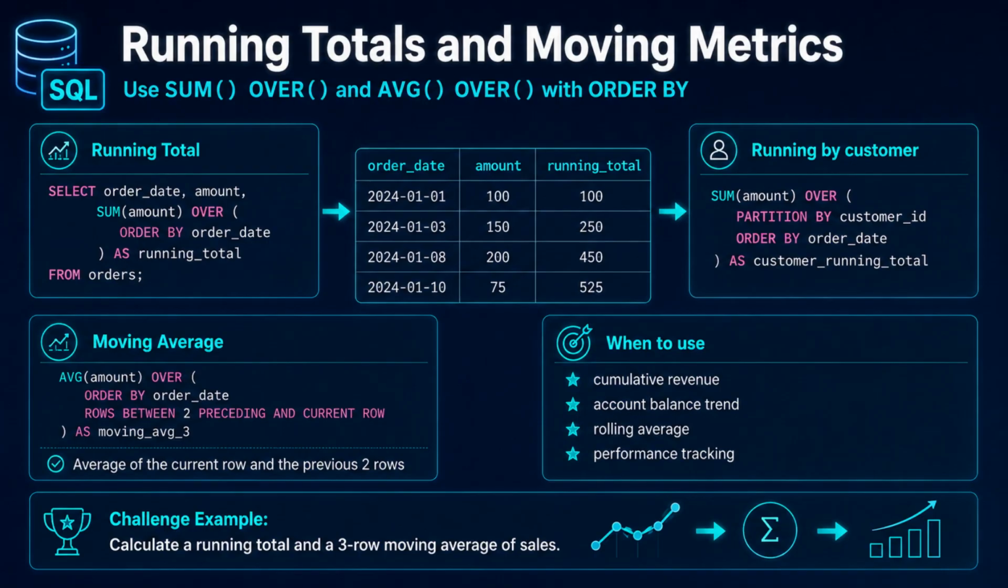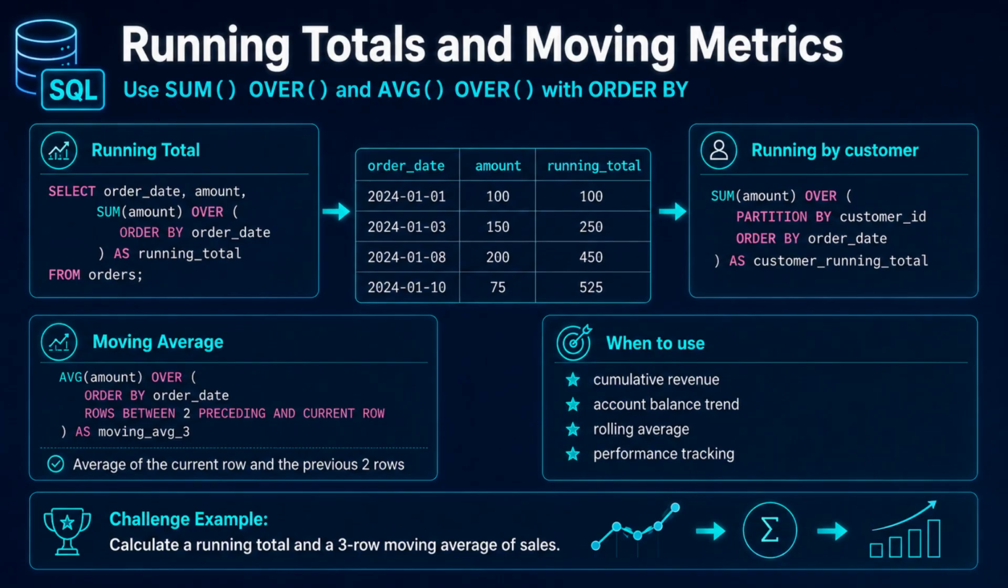To calculate this in SQL, we use SUM(amount) OVER (ORDER BY order_date). The ORDER BY is important because it defines the order in which the total grows. Without it, the calculation would not make sense. If we want a separate running total for each customer, we add PARTITION BY customer_id. That means the running total resets for each customer. This is useful for cumulative revenue, customer spending over time, account balances, and activity tracking.